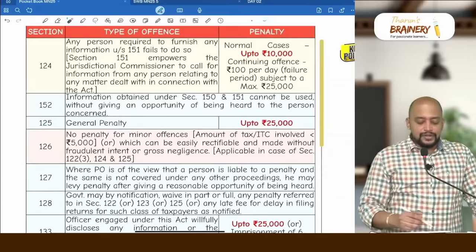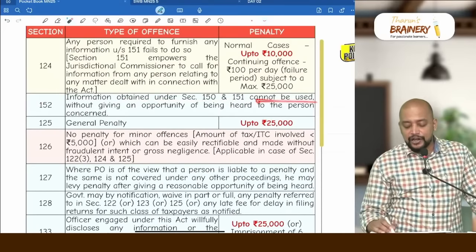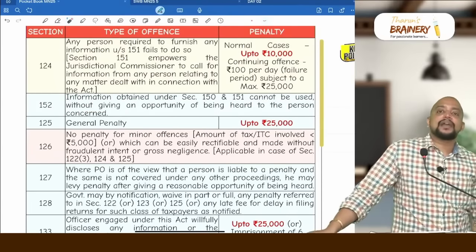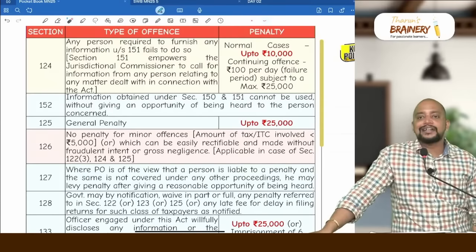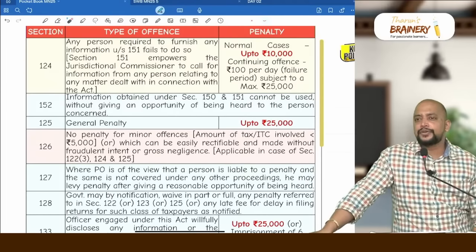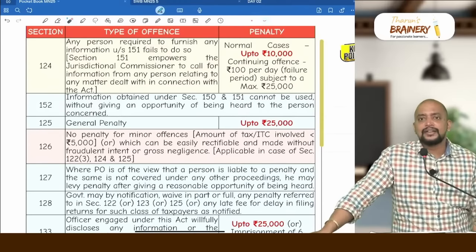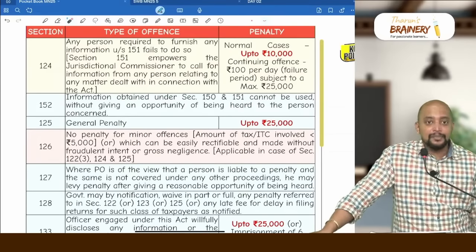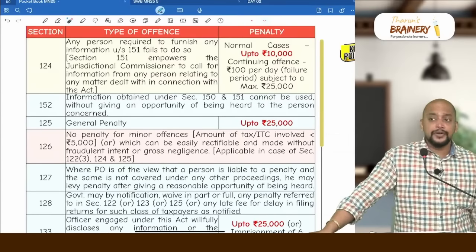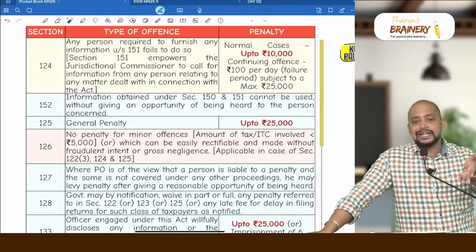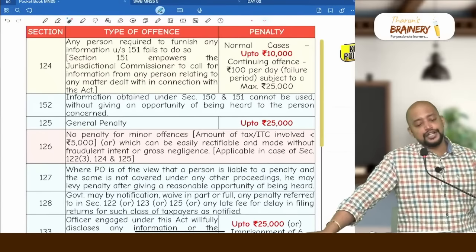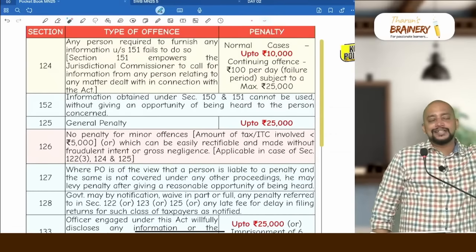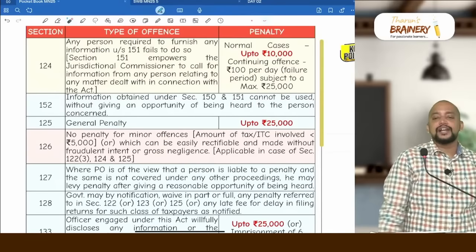Section 152. Whatever information is obtained under 150 and 151 cannot be used without giving an opportunity of being heard to the person concerned. For example, the GST department is asking the bank manager to share information about me, and the bank manager is giving the details like, I have made a turnover of 2 crores, but the GST records say that I have paid GST only on 1.5 crore, but on the remaining 50 lakhs I have not paid GST. Now, they should not pass an order directly on me without giving an opportunity of being heard. They need to send me a notice stating that as per your bank statement, 2 crores is the gross receipts, but you paid GST only on 1 crore 50 lakhs. Why on 50 lakhs you have not paid GST?